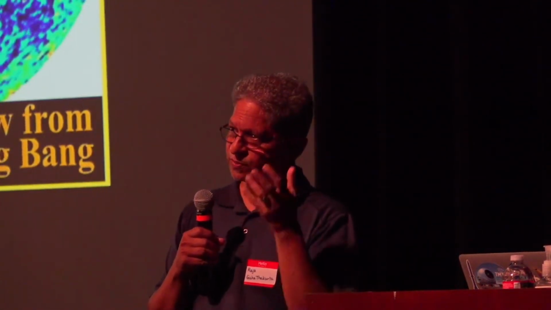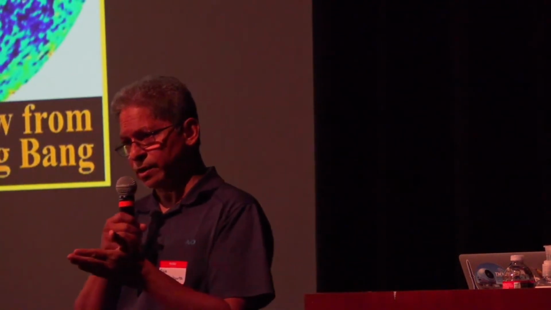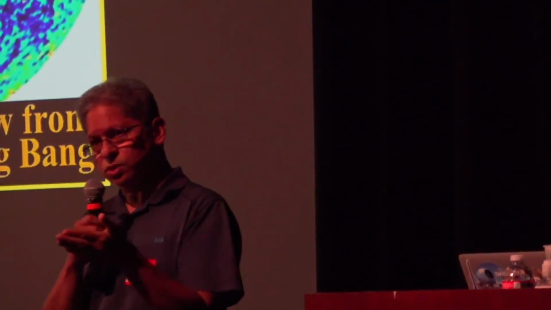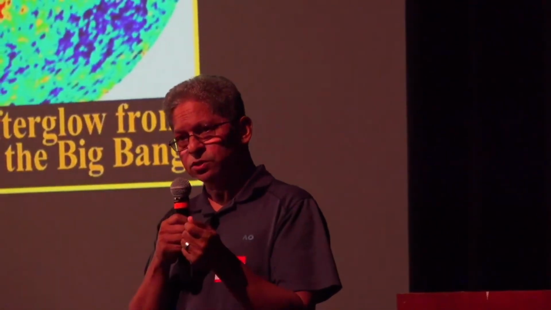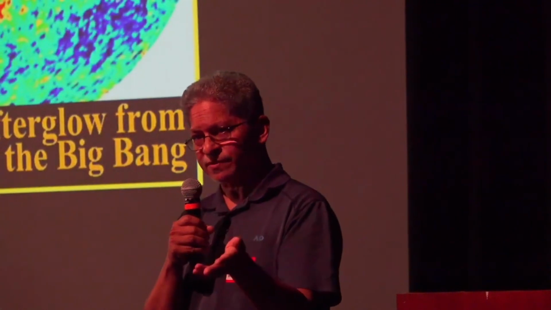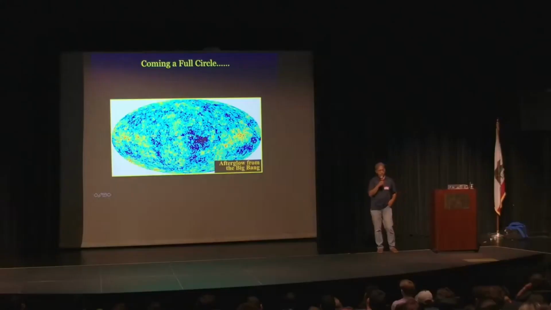Our universe has been cooling for 13.7 billion years after the Big Bang, but it hasn't cooled completely to absolute zero. It's at 2.7 degrees above absolute zero. You all know what absolute zero is, minus 273 Celsius. And 2.73 Kelvin is a high enough temperature that you can measure radiation from the universe. That's what this image is.